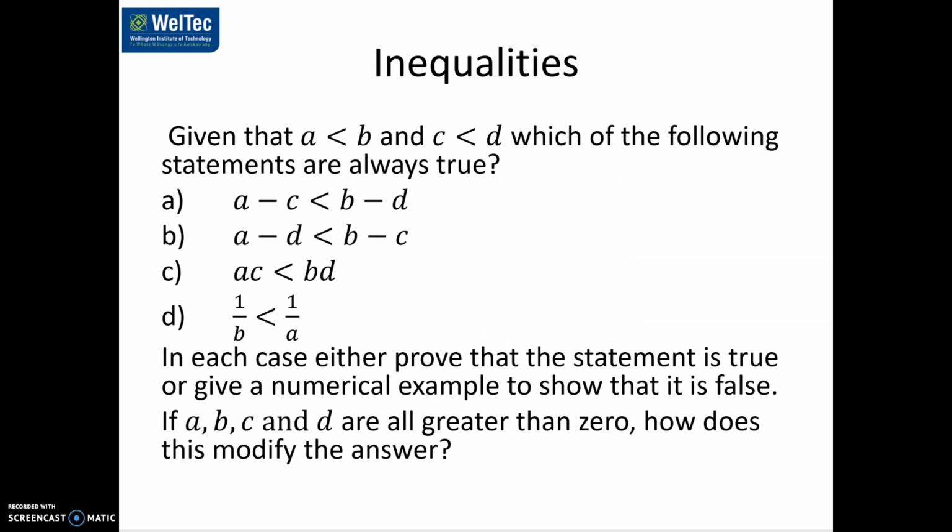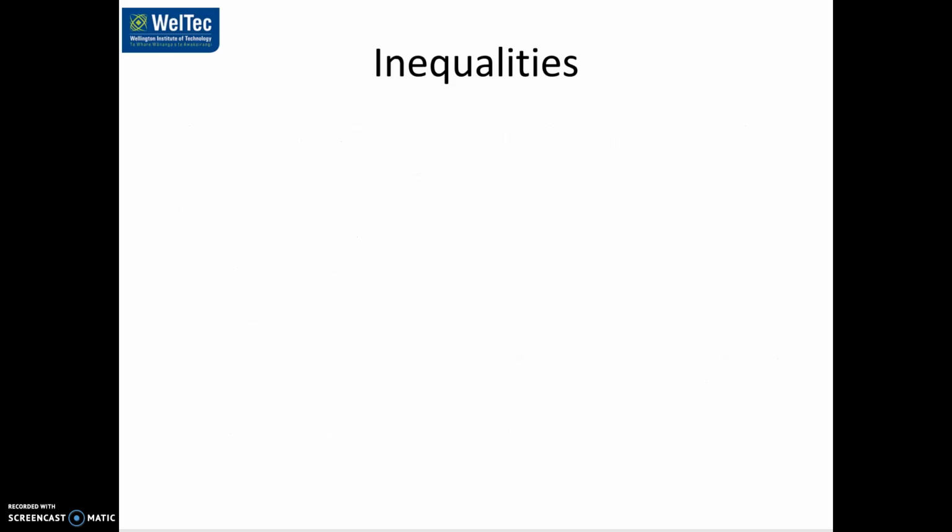Okay, here's a problem. Given that A is less than B and C is less than D, which of those statements is always true? So what you need to do is prove that the statement is true, or give an example to show that it's false. Okay, what about the first one? I'll just move on to the next page so I've got some space. So let's have a look at A minus C being less than B minus D, where A is less than B and C is less than D.